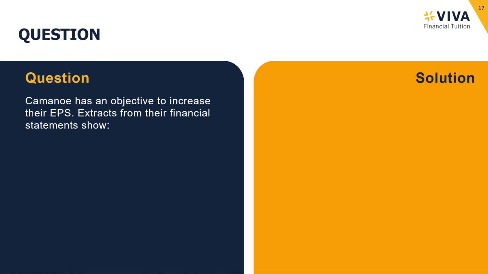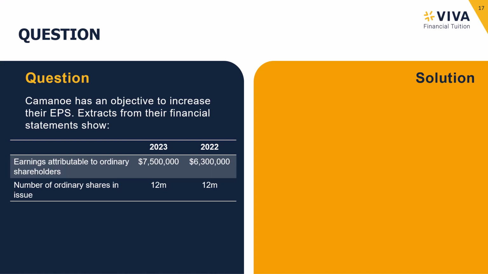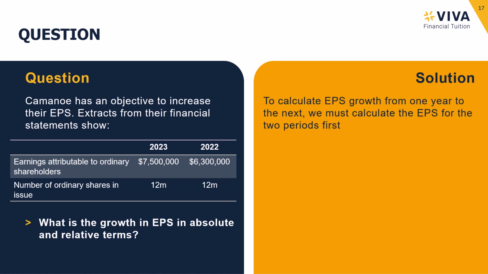Okay, Cameo has an objective to increase their earnings per share. Extracts from their financial statements show the following. We've got 2022 and 2023, the earnings attributable to our shareholders in both of those periods, and the number of ordinary shares in issue. What is the growth then in earnings per share in absolute and relative terms? When we talk about absolute terms, we're looking at the monetary value. When we talk about relative terms, we're looking at it on a proportionate basis.